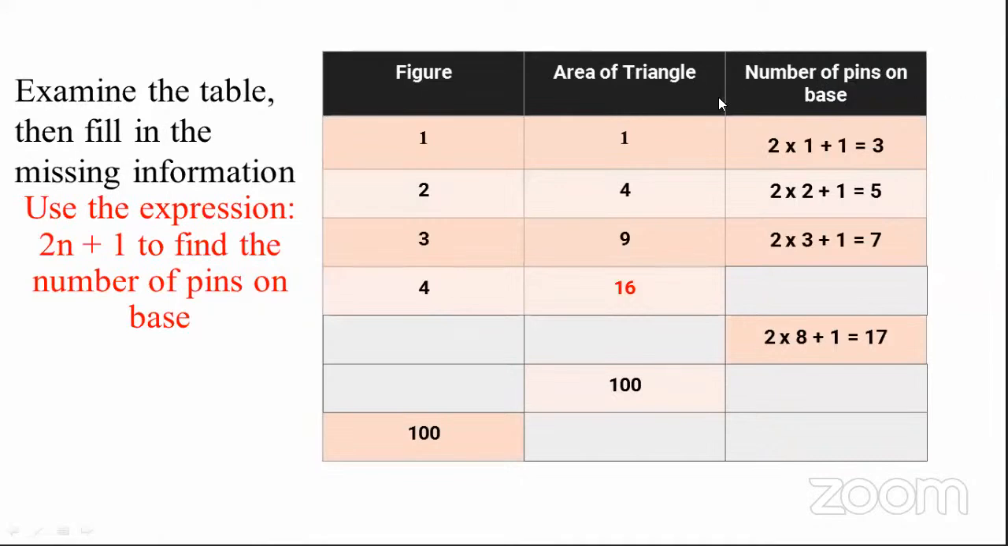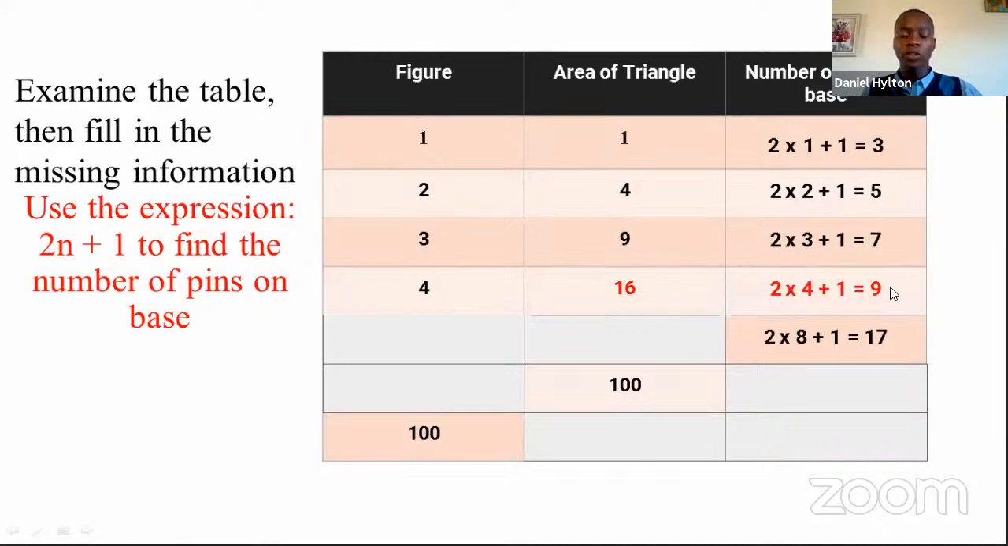All right, it's in the chat. 2 times 4 plus 1, which is 9. It's coming up fast and furious. We're seeing what we want. Okay, great. So in order to get the number of pins on the base, it's just 2 times 4 plus 1, which is just 8 plus 1, 9.